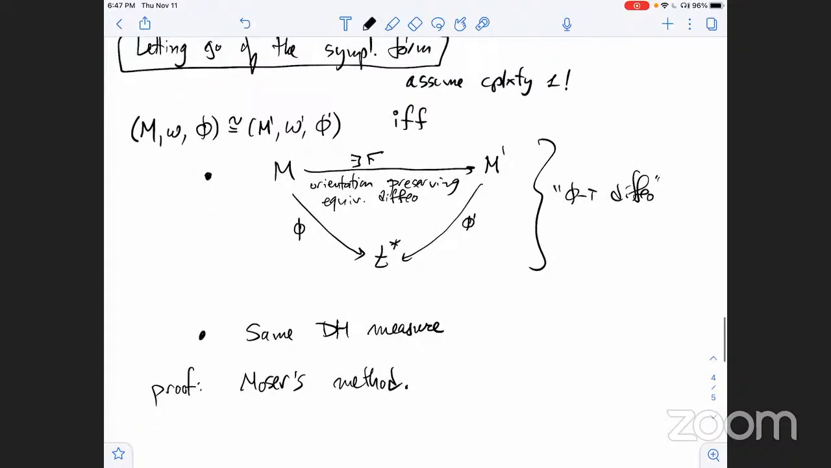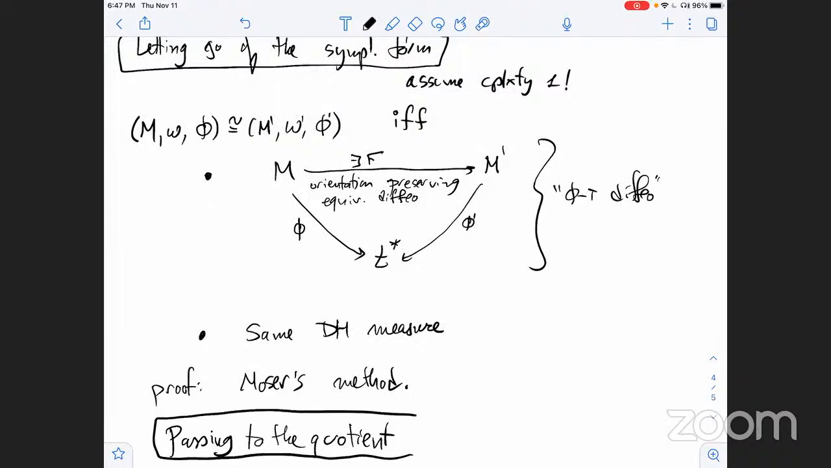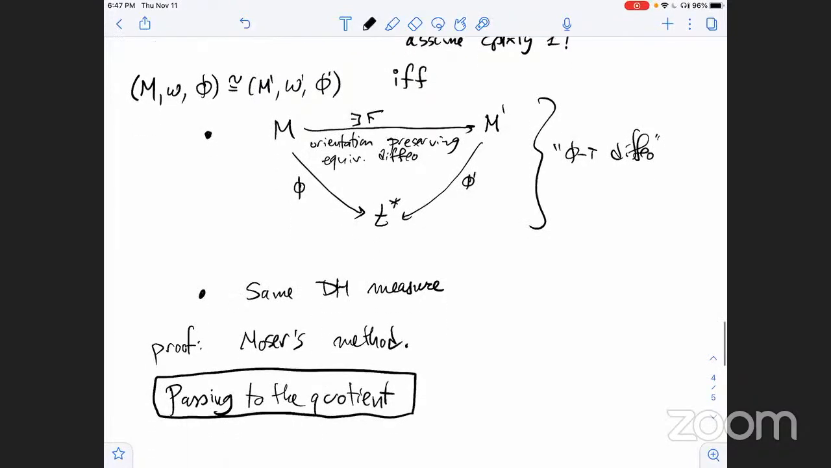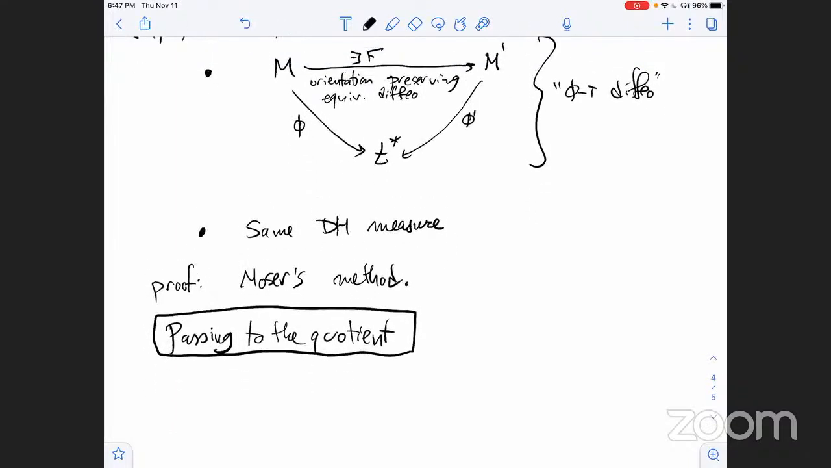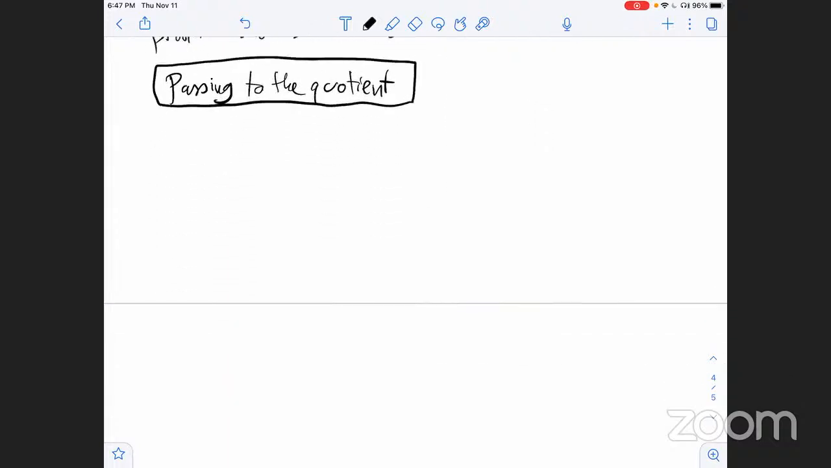The next step is what we call passing to the quotient. Previously, the Duistermaat-Heckman measure was already determined up to a constant, up to a shift, by the phi-T diffeomorphism type. Here, as soon as you pass to the quotient, you are losing the twistedness of M over its geometric quotient, so you need the Duistermaat-Heckman measure to keep track of that twistedness. Once again, we assume complexity one. Let me give you a definition. At this point, we are just focusing on a phi-T diffeomorphism. We have allowed ourselves to forget the symplectic form.